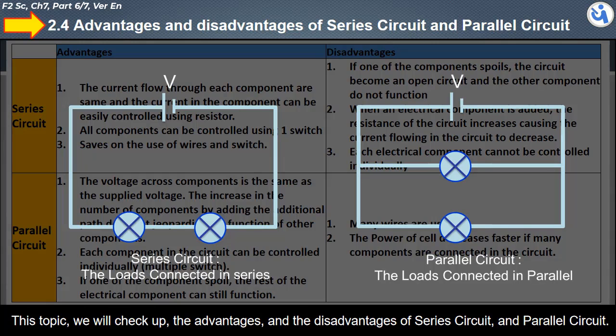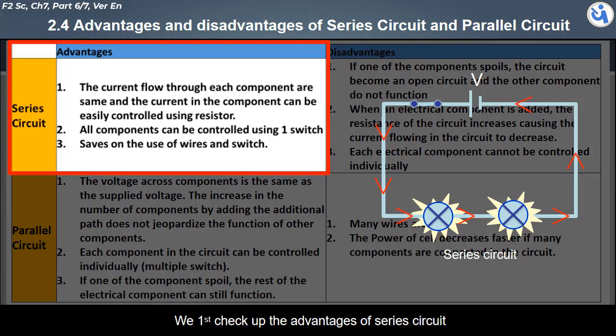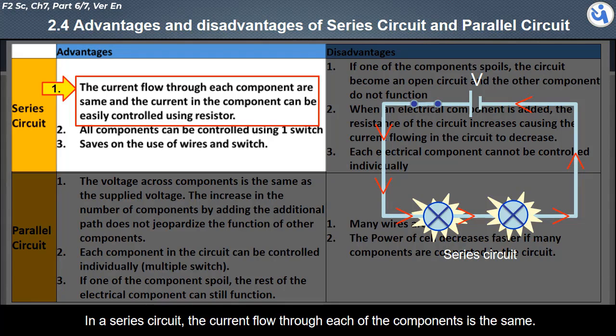This topic, we will check up the advantages and the disadvantages of the series circuit and the parallel circuit. We first check up the advantages of the series circuit. In a series circuit, the current flowing through each of the components is the same, because there is only one path for the current to flow through.